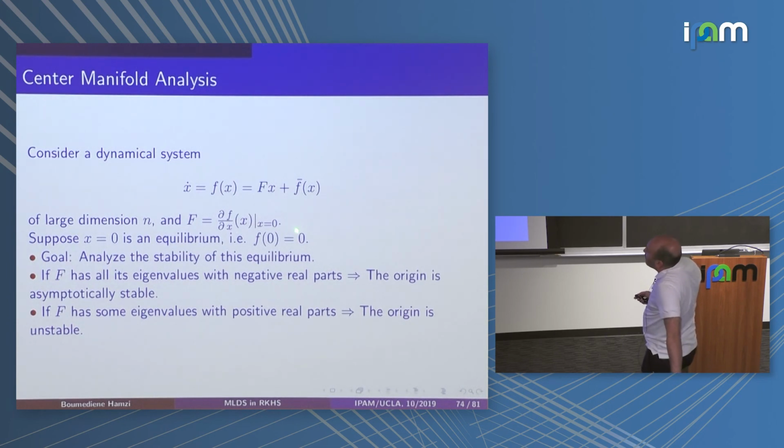So we consider a nonlinear dynamical system x dot is equal to F(x) plus F bar. We assume that F(0), the origin, is an equilibrium point. So the goal is to analyze the stability of this equilibrium. If all the eigenvalues of F have negative real parts, then the origin is asymptotically stable. If some of them are positive, then the origin is unstable.